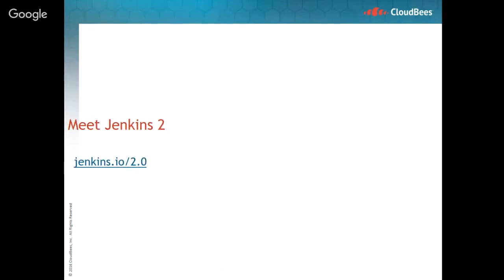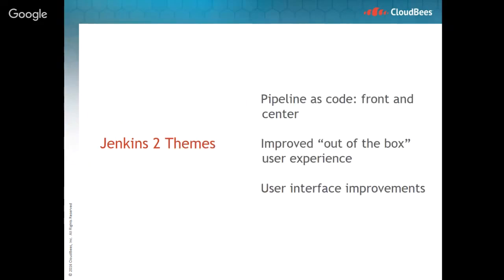Next is Jenkins 2.0. You can see all the features at Jenkins.io/2.0. All the features have been listed there, so please go there and discover them. Next, what are the two basic themes of Jenkins 2? It says pipeline as code, front and center. So what is pipeline as code? We're going to see that in a moment.